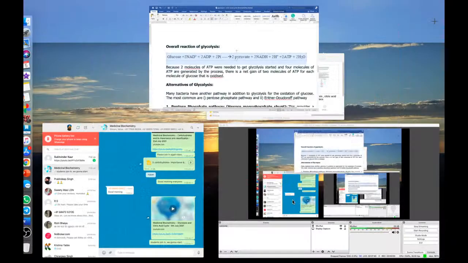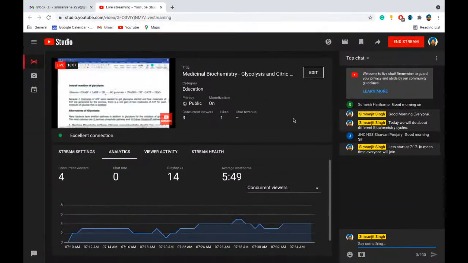Okay. I hope everything is clear in this case. Are there any questions? Shall we continue further? So that was the basics of glycolysis. Based on that, we continue further to the Krebs cycle.